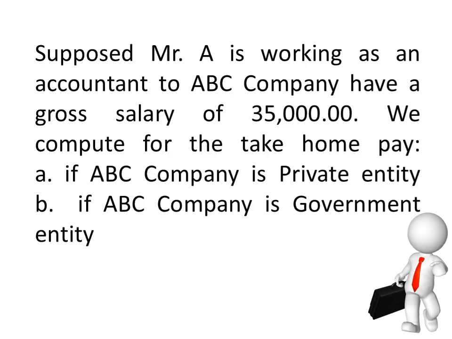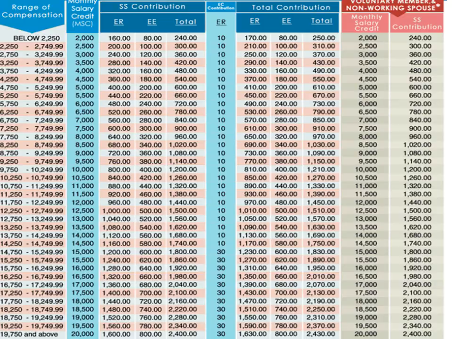Okay? So, here's our problem. Suppose Mr. A is working as an accountant at ABC company and has a gross salary of 35,000. We compute the take-home pay for two cases: A, if ABC company is a private entity, and B, if ABC company is a government entity. Since I guess more people watching are employed in the private sector, we first do the private entity.